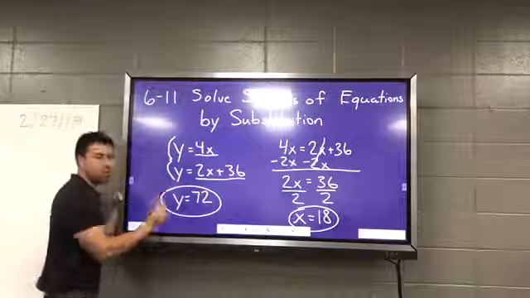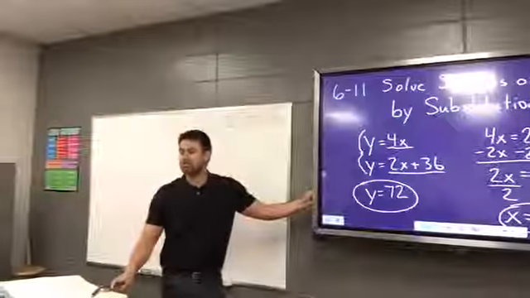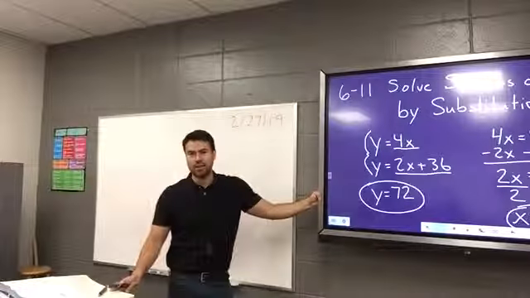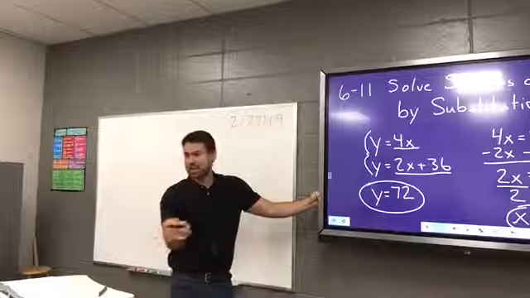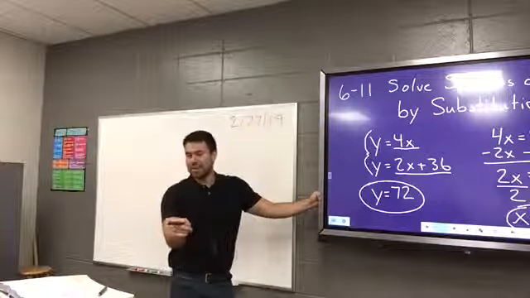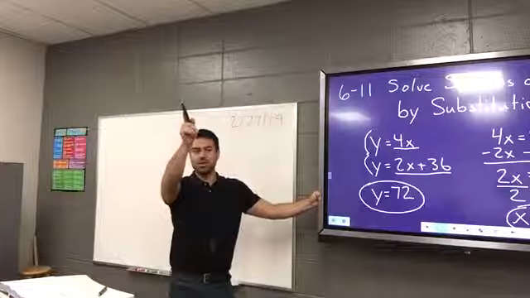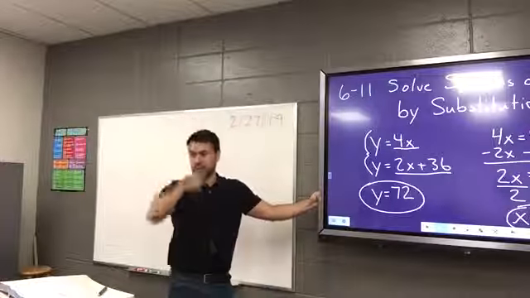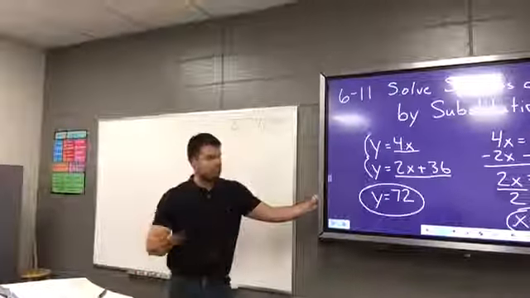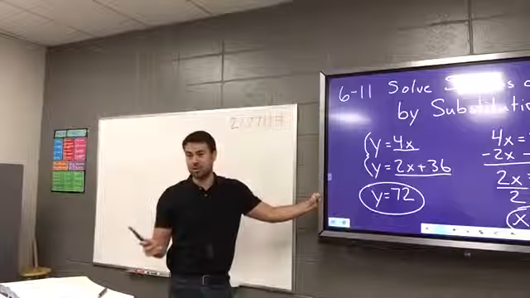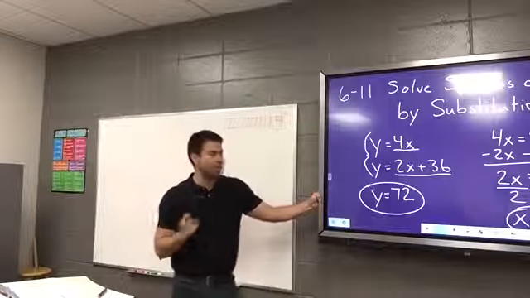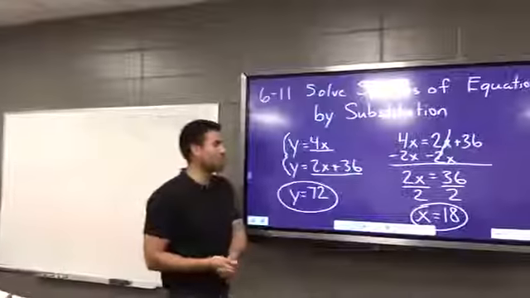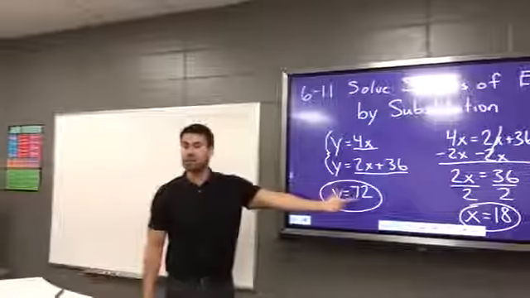72 is the answer for y. Think about that on your graph. Just picture in your mind. You'd go to the right 18 and then up 72. That would be where they intersect. Could you do that? I think you could do that. Do you want to do that? No, I don't want you to do that. I hope you don't want to do that. There's got to be another way, and it's called substitution.